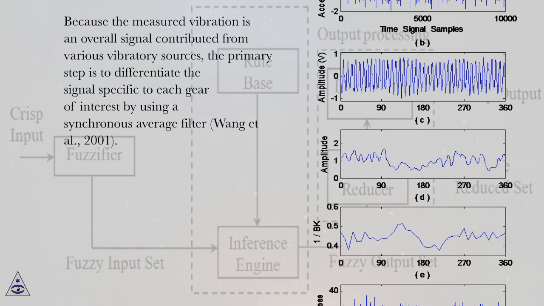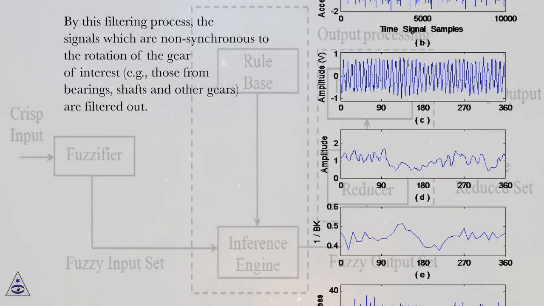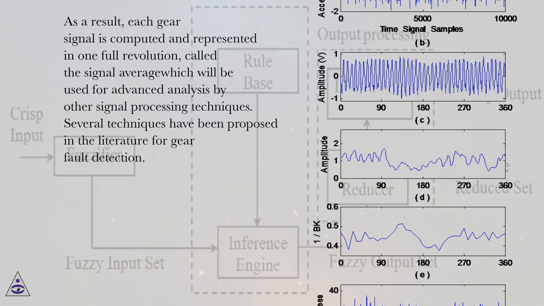Because the measured vibration is an overall signal contributed from various vibratory sources, the primary step is to differentiate the signal specific to each gear of interest by using a synchronous average filter, Wing et al., 2001. By this filtering process, the signals which are non-synchronous to the rotation of the gear of interest, for example, those from bearings, shafts and other gears, are filtered out. As a result, each gear signal is computed and represented in one full revolution, called the signal average, which will be used for advanced analysis by other signal processing techniques.